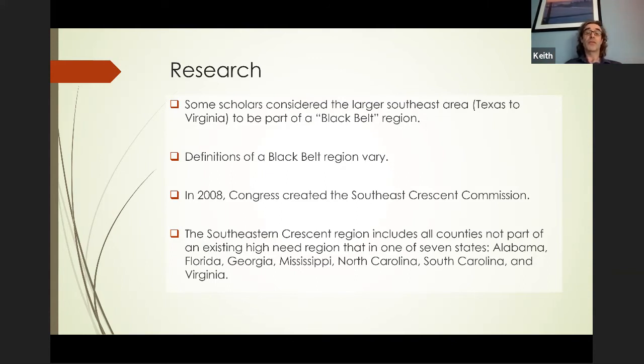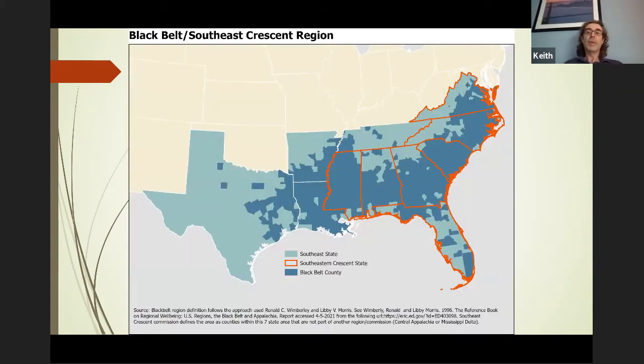It includes states from Virginia to Florida. And it has the exception that it does not cover any areas that would already be covered under a high need region. So that's kind of what we're focusing on right there. And I'll talk more about that in a minute. But here's a map I made. You can see in the darker green, I essentially duplicated what Wimberly and Morris did, counties with their African-American population, the Black Belt. And then I outlined in red the states that make up the Southeast Crescent region. So you can see they include most of these areas. And that's kind of what we're looking for.